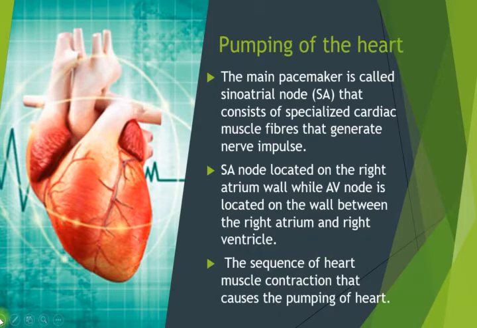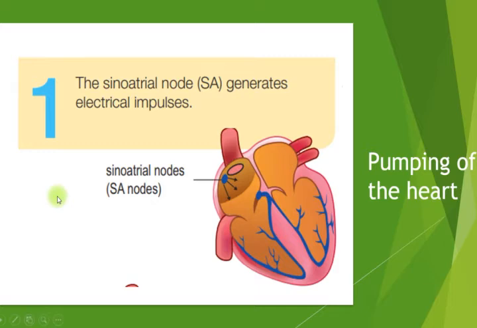So let's take a look at how the heart is pumping. The pumping of heart mechanism. First, what happens? The sinoatrial node generates an electrical impulse. This is the SA node, and it will generate the impulse.